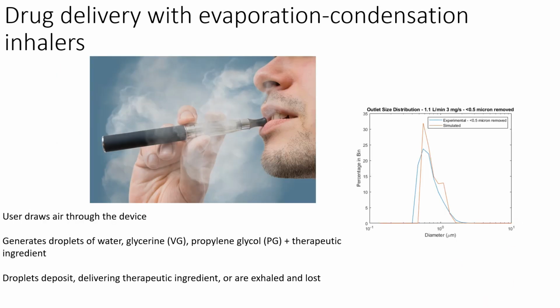We're interested in drug delivery with evaporation condensation inhalers. These are inhalers for delivering various active compounds, which are very similar to e-cigarettes or vapes. The device that we were considering is not the one shown in this picture, but works on a similar principle. The user draws air through the device and it generates droplets which are a mixture of water, glycerin, which we'll call VG, propylene glycol, which is called PG, plus some therapeutic or active ingredient. The droplets deposit in the user's airway, delivering the therapeutic ingredient, or they're exhaled again and lost.